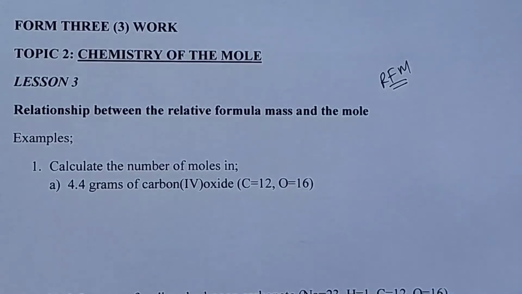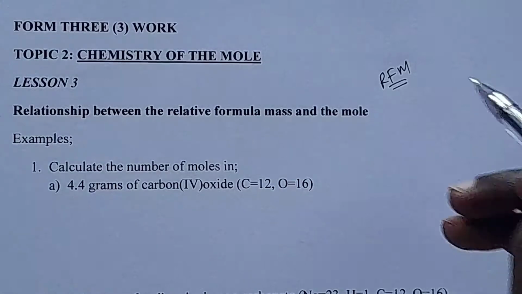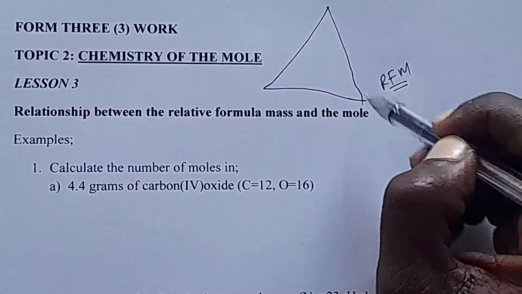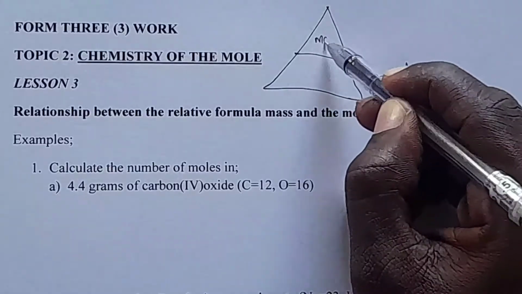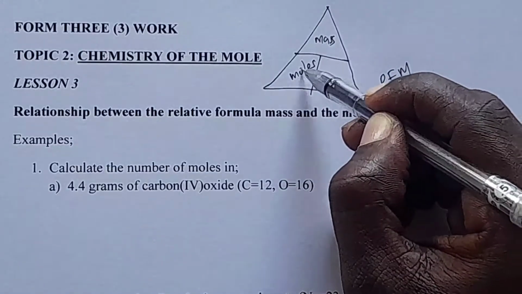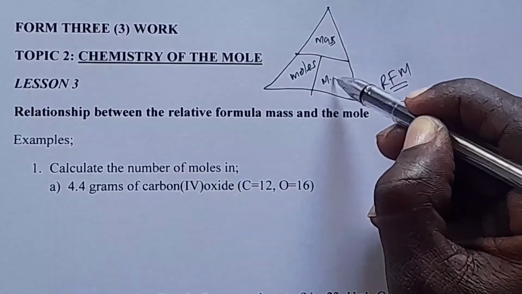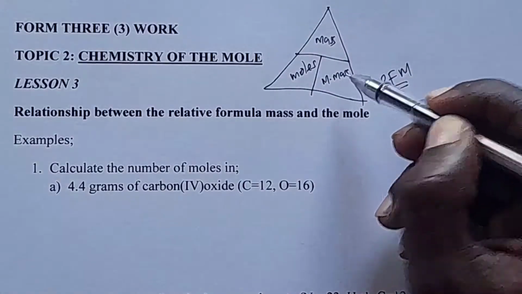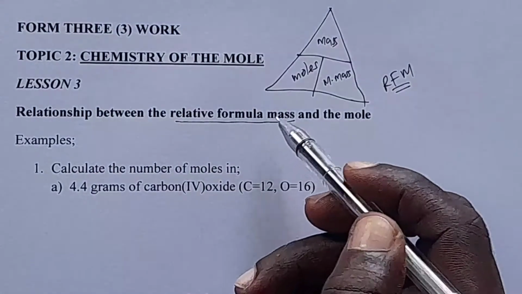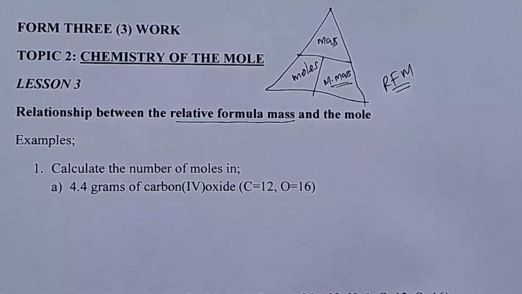RFM, relative formula mass. So we are still using the triangular formula, that triangular formula where we were having the mass up and we were having moles, or number of moles, and we are having the molar mass. So in our case, we are dealing with RFM, or relative formula mass, as our molar mass.